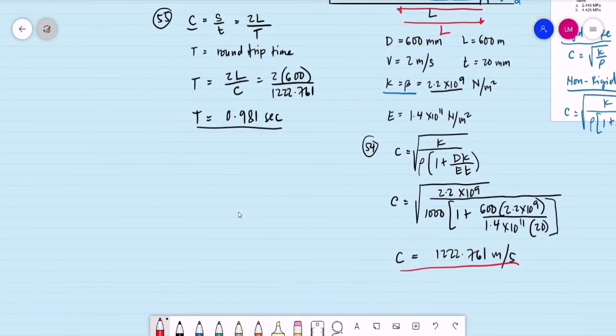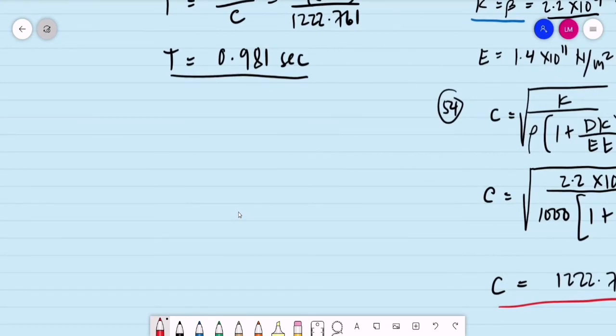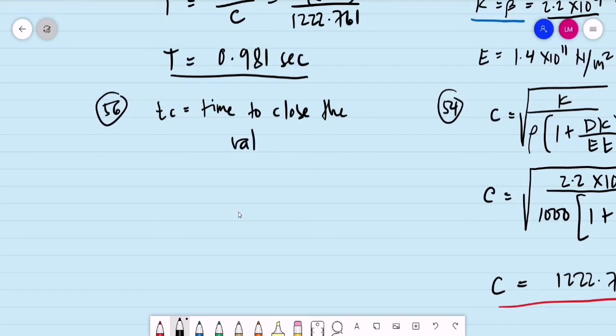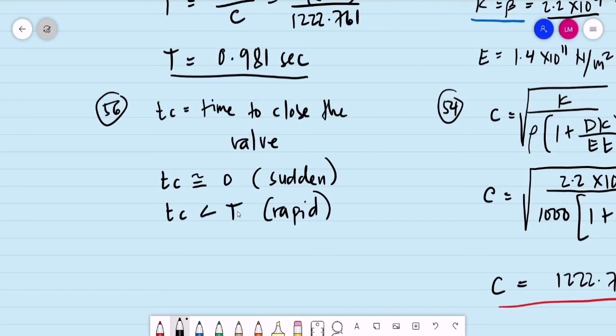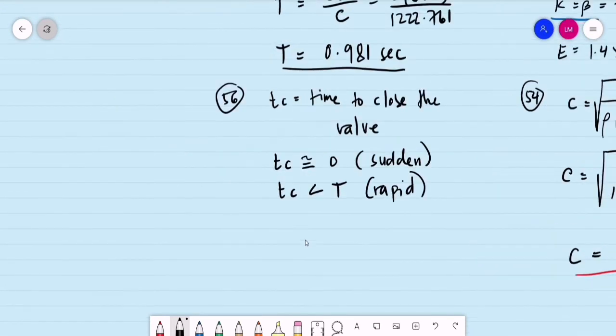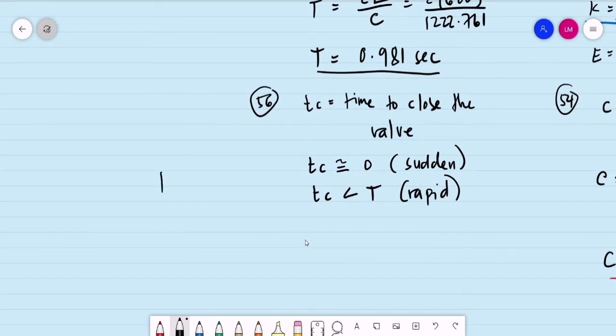So, we have different types of closure here in water hammer pressure. Let's say T sub C is the time to close the valve, that is, how fast we close the switch. If the time of closure is approximately equal to 0, we call that sudden closure. If the time to close the valve is less than the round trip time, we call that rapid closure.